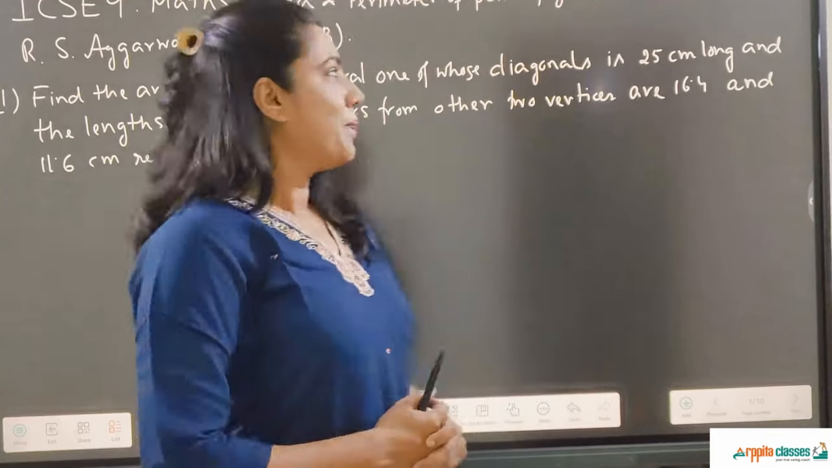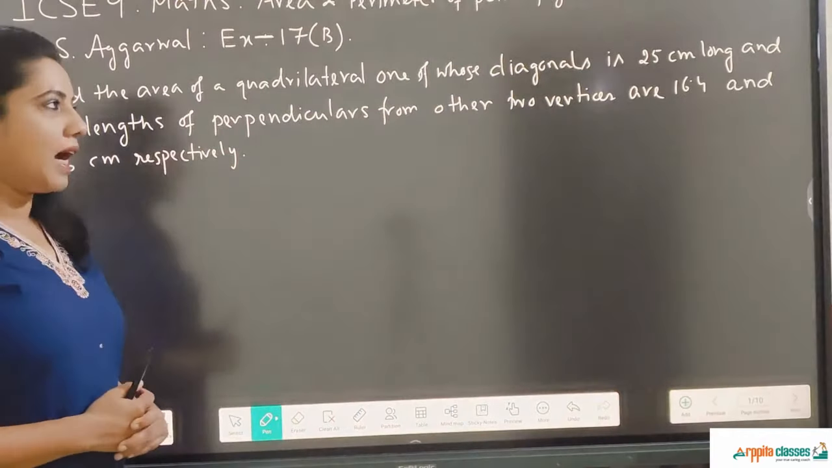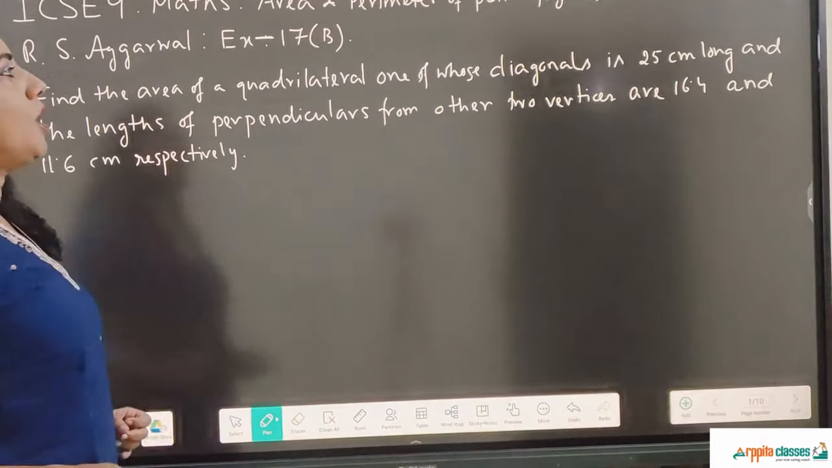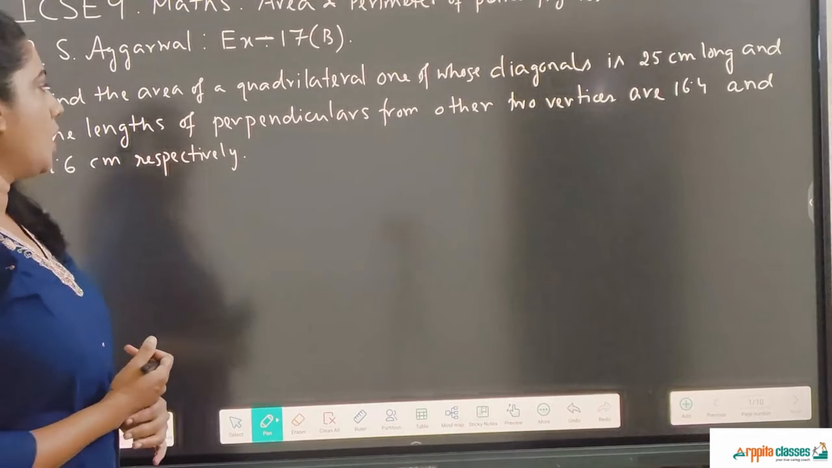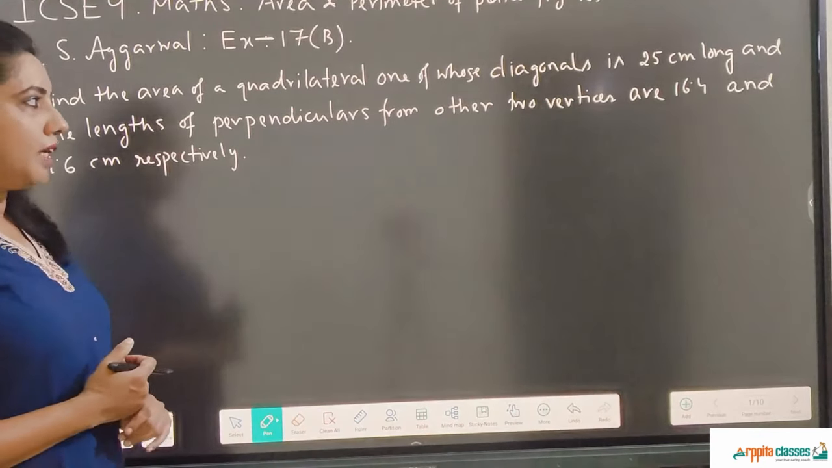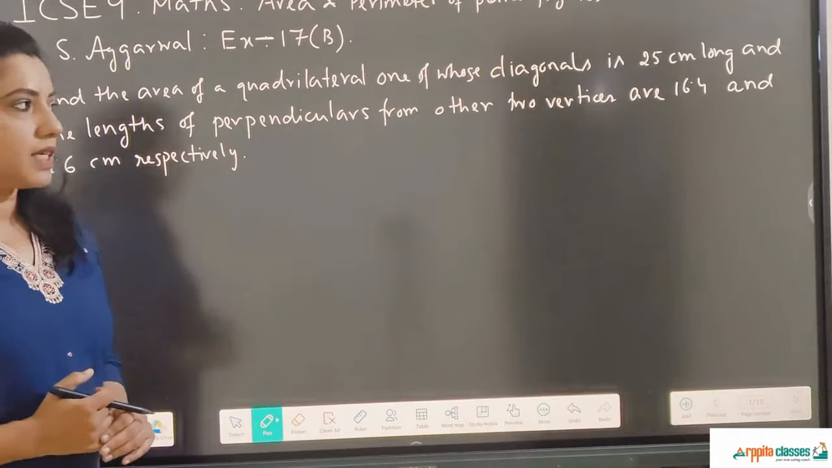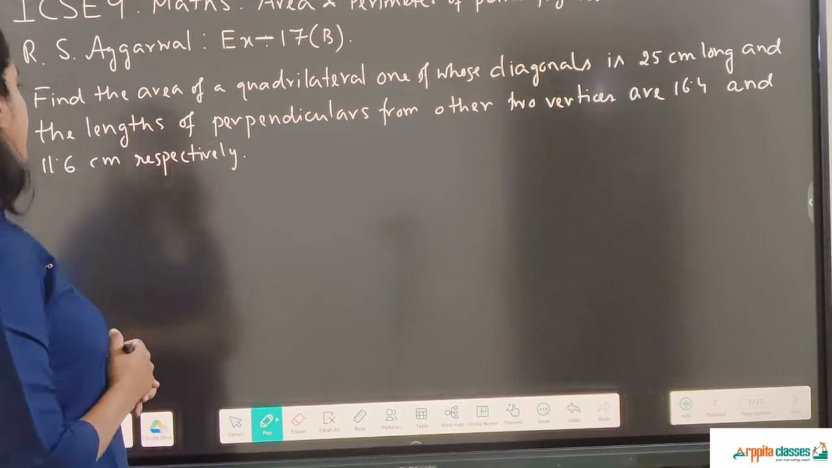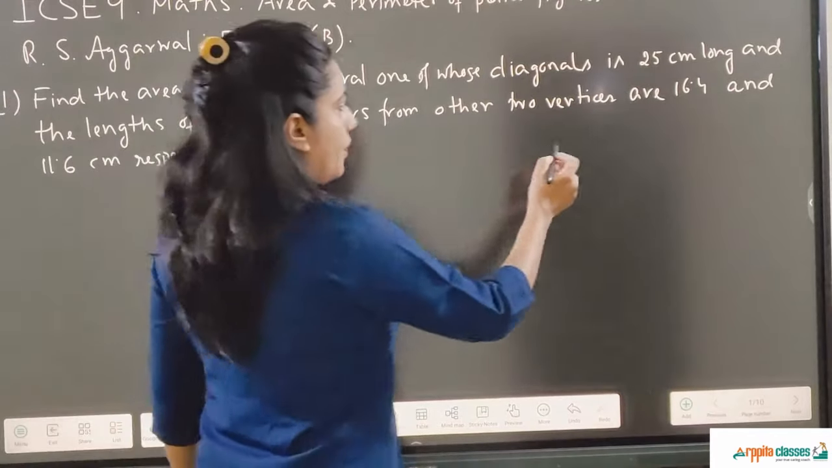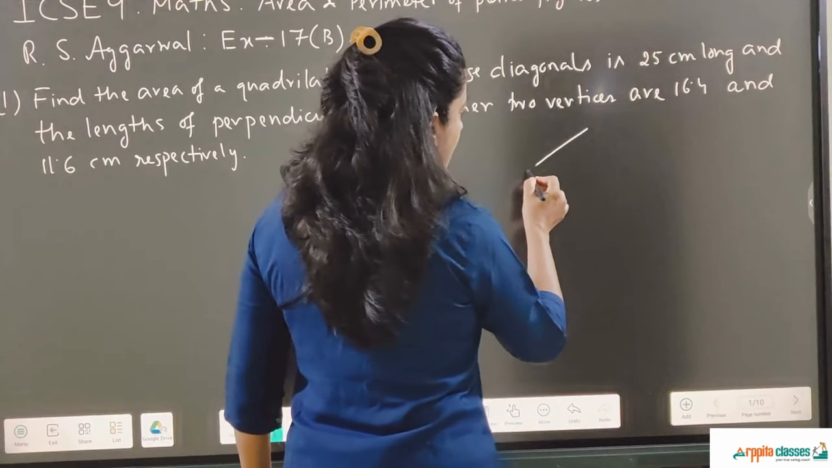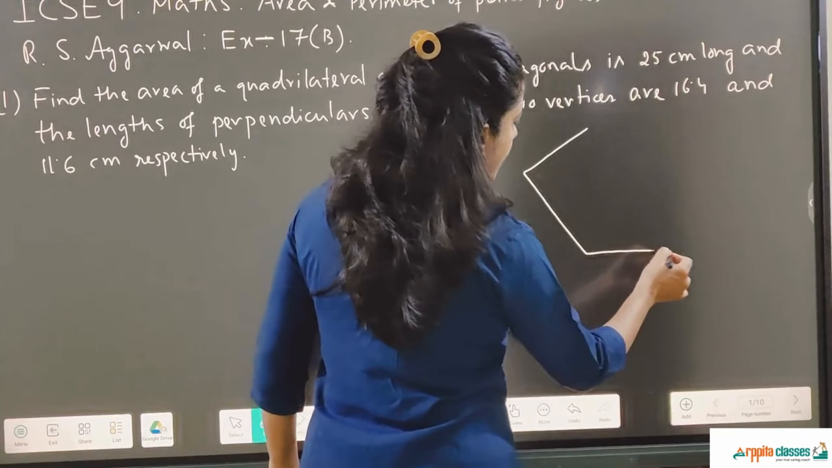Let's get started. The first question from 17B R S Aggarwal is, find the area of a quadrilateral, one of whose diagonal is 25 cm long and the lengths of the perpendiculars from the other two vertices are 16.4 and 11.6 cm respectively. So we draw an unsymmetrical quadrilateral like this.